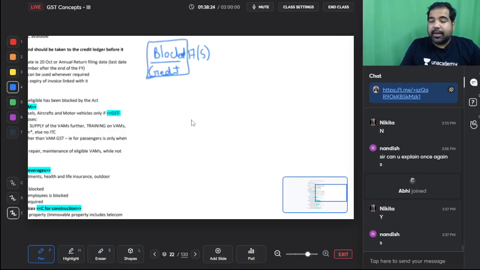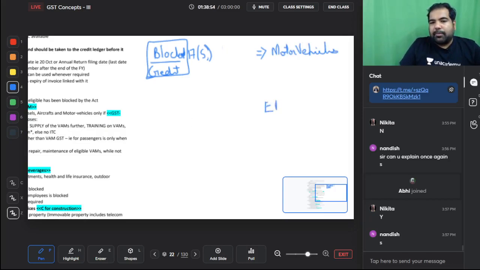Section 17.5 says blocked credit. What is blocked credit? It means all the conditions are being fulfilled, DR, GR, everything is being fulfilled, but still the government says, listen, I'm sorry, I'm unable to give you that credit. That is called blocked credit. Let's first understand the first blocked credit, 17.5A, or before the section, I will tell you the first blocked credit on cars. The first blocked credit is on motor vehicles.